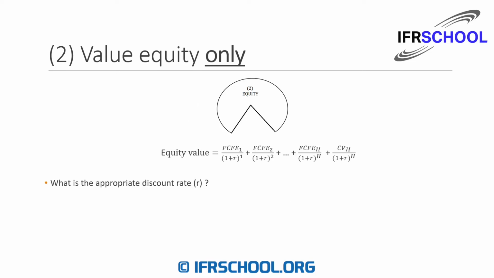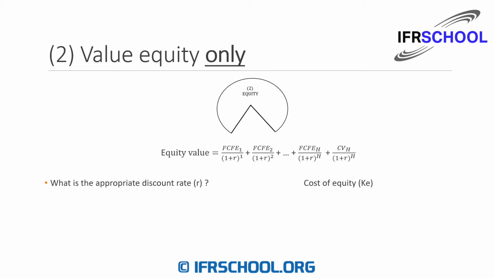What is an appropriate discount rate for free cash flow to equity model? If the numerator in the model is free cash flow to equity, or the free cash available just for the shareholders, then what is an appropriate denominator? What is an appropriate discount rate for free cash flows to equity? The answer is the expected rate of return by shareholders, which is the cost of equity.